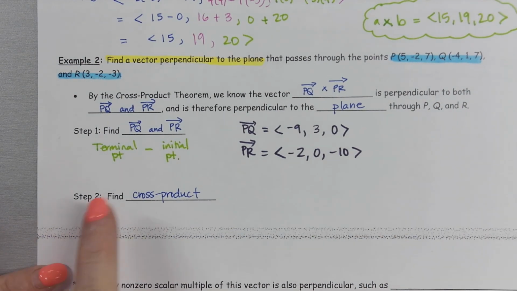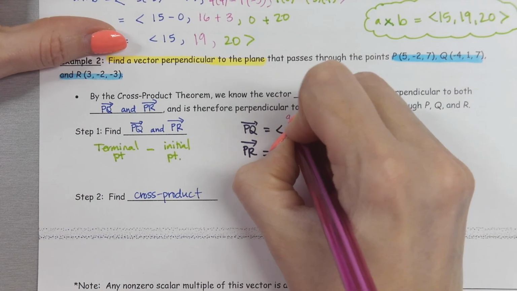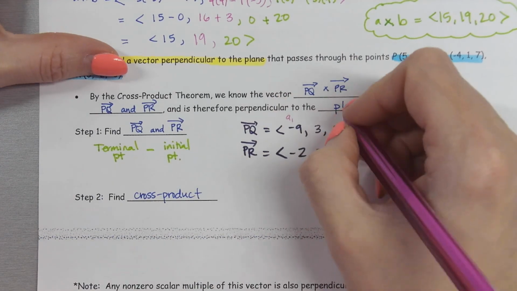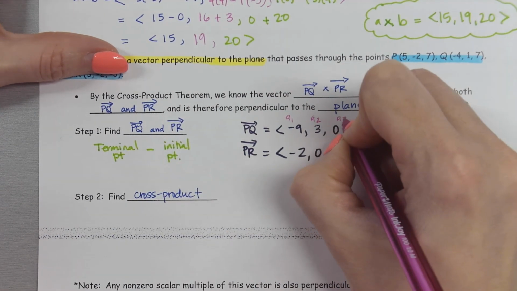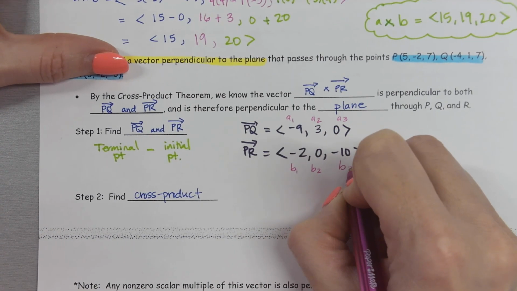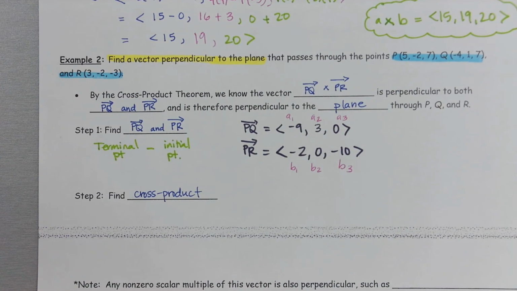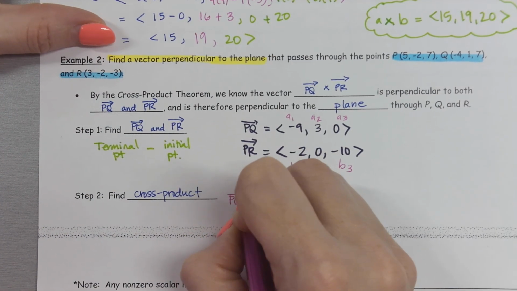Alright, so in step 2, if we're finding the cross product, again, I find it helpful to do your a sub 1, a sub 2, a sub 3, b sub 1, b sub 2, b sub 3. Okay, so we're going to find the cross product there.